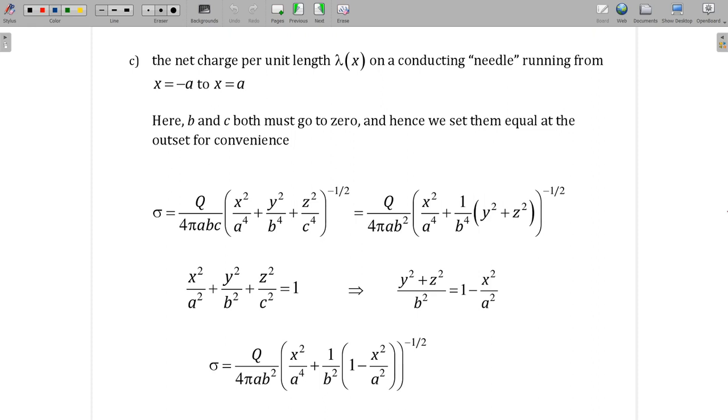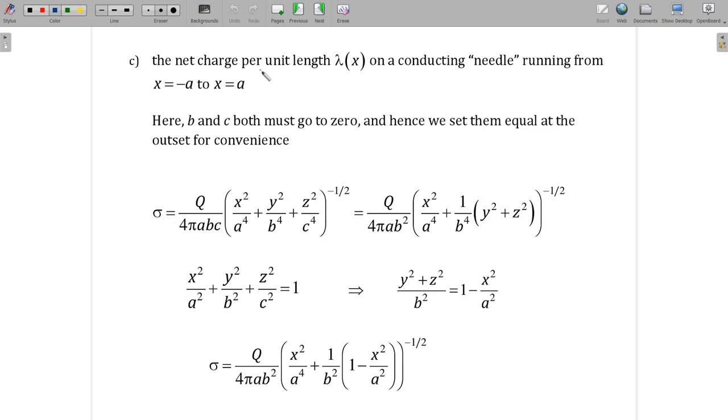Because they both go to 0, at the outset I assume that b and c are equal. Even before I make b and c approach 0, I make them equal. So I assume that we are beginning with an ellipsoid in which the quantities b and c are equal. You will see that this makes the problem very easy to think about. So b and c are equal, and therefore we start with this formula sigma.